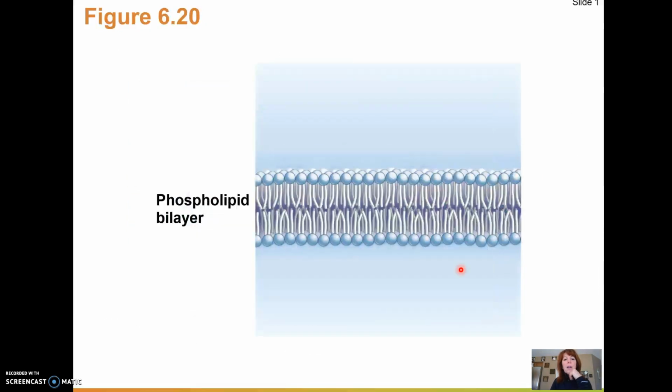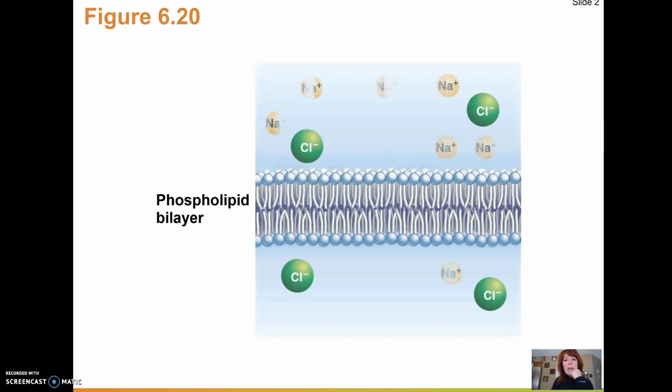Okay, again, here's our phospholipid bilayer. This shows you something that's also diffusion, but it's based on charge as well. So here you can see that we have chloride ions inside and outside. They're both at the same concentration outside the cell versus inside the cell. But what's different is the sodium ions. And you can see that this positive charge on the outside is outnumbering the positive on the inside by 6 to 1.